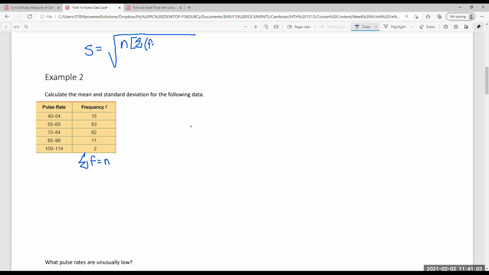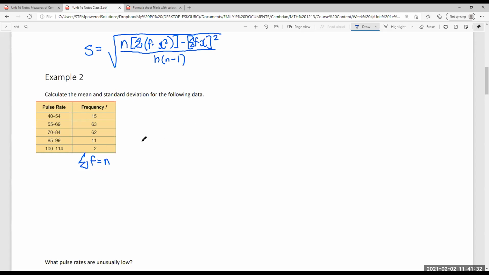n times the sum of f times x squared, close bracket, subtract the sum of f dot x, square, close bracket, and then we're going to square this, divided by n minus 1.